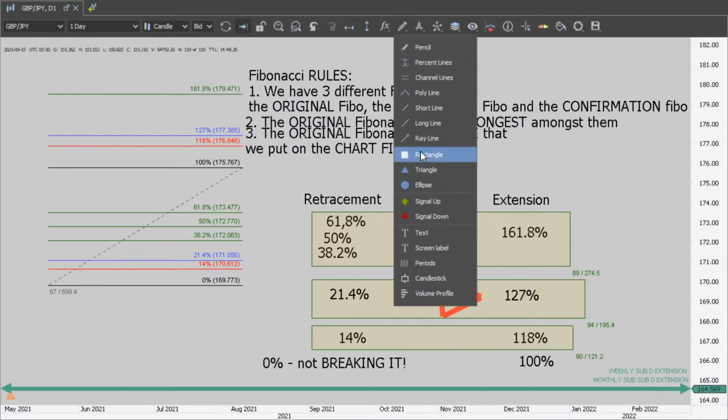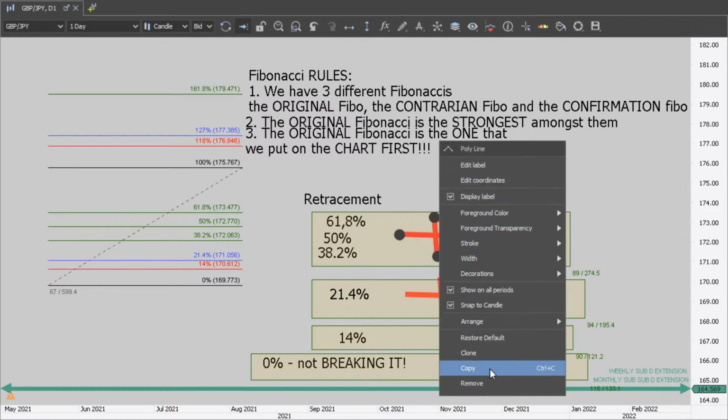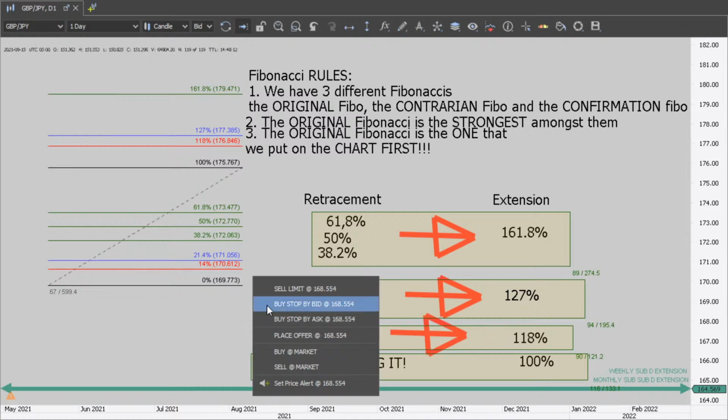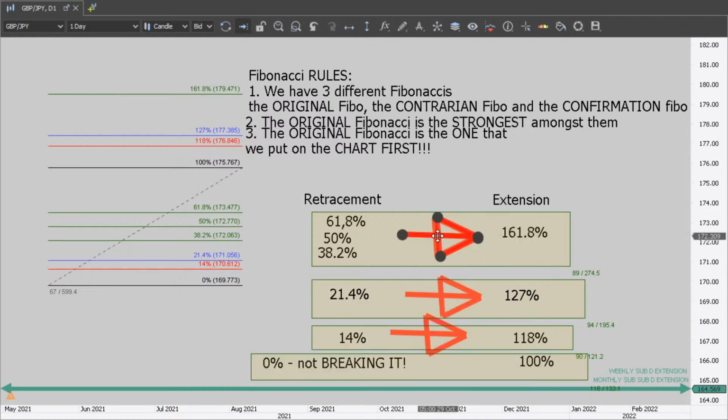So we have 4 ratios. Green goes to green. You can color code your Fibonacci in any way, everybody. Green goes to green, blue goes to blue, red goes to red, and black goes to black. You know, there is no right or wrong.